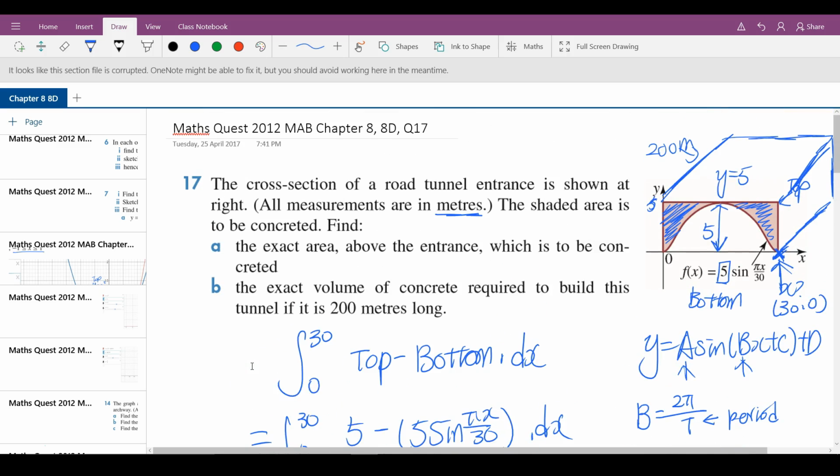Doing math is good. All right, so let's head into a commercial break, and we come back with question 18, which I believe will be the last question of chapter 8AD.